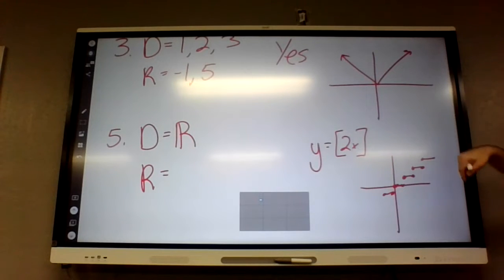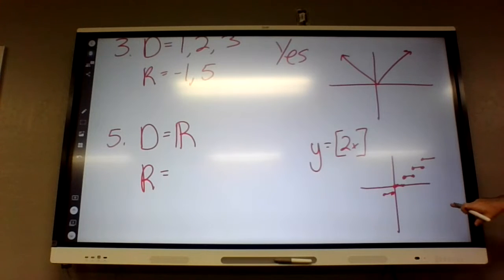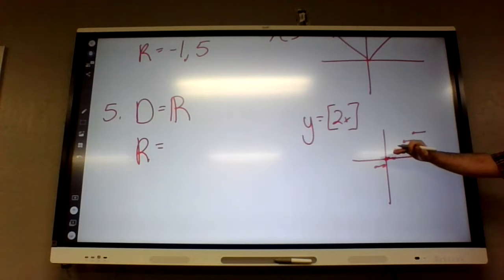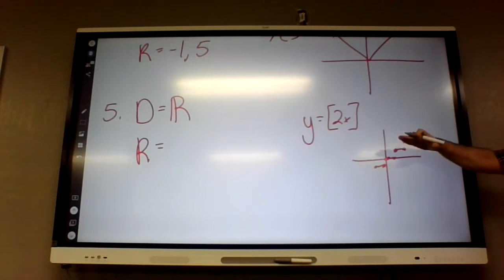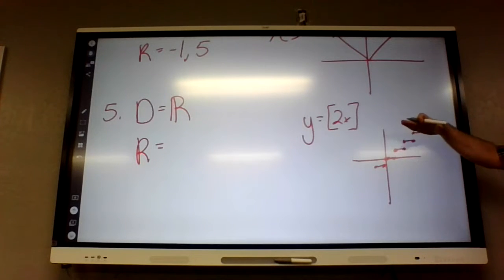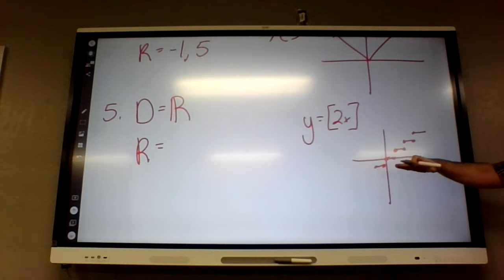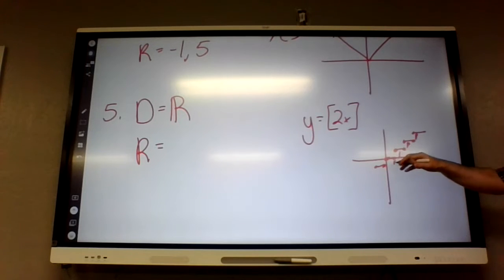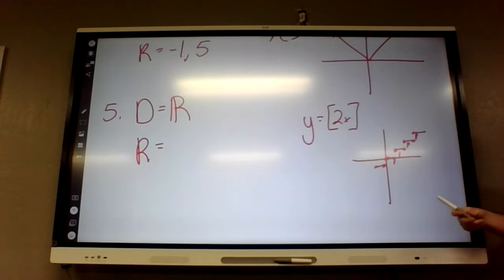Now the range, this one's tricky. We've never done one of these before. Shh, listen, Carson. The range is the y values. Are all y values included in the range? No. All the y values between here and here are included. So we're missing a lot of y values. What y values are included?